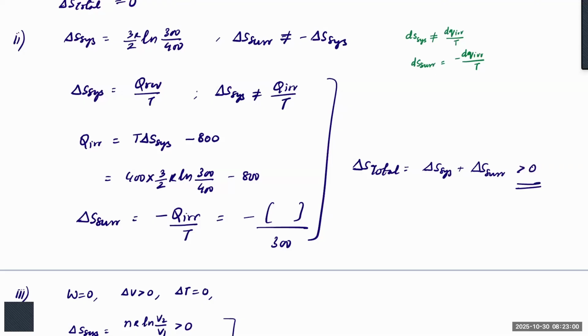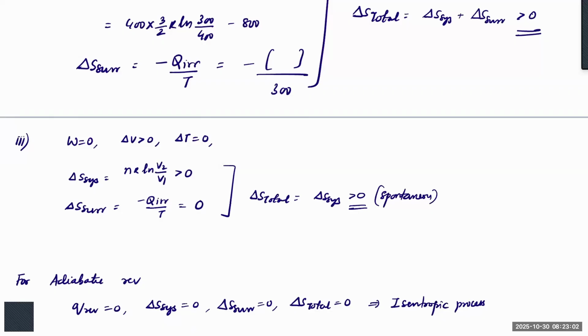See, if work is zero, delta V is greater than zero, delta T will be equal to zero. So delta S of the system is equal to nR ln V2 by V1, which is greater than zero. Delta S of surrounding is minus Q irreversible by T, which is equal to zero. So delta S total will be greater than zero.